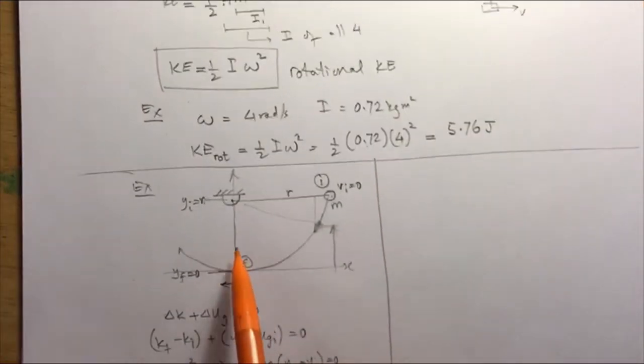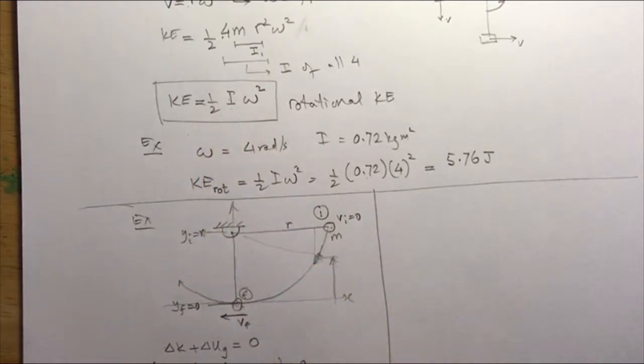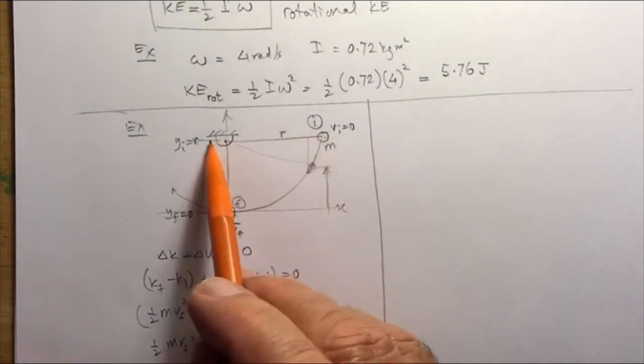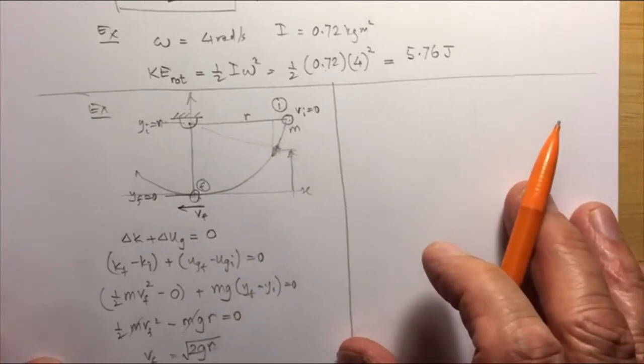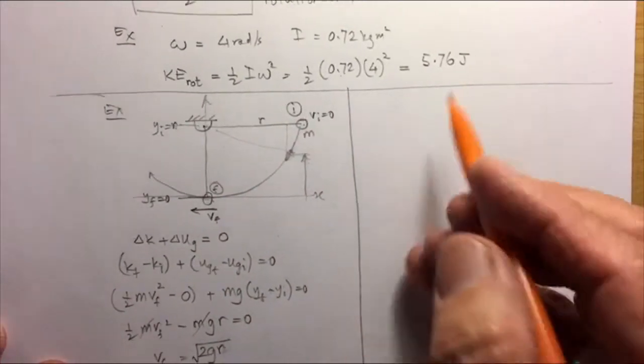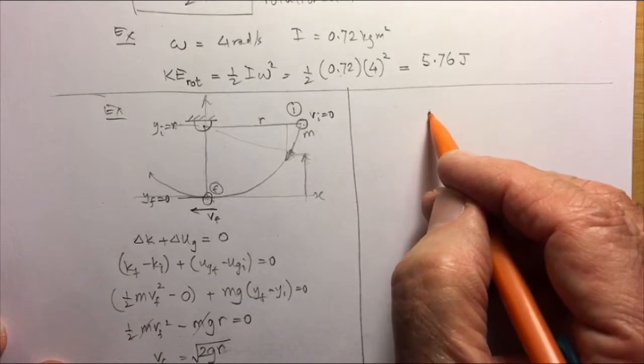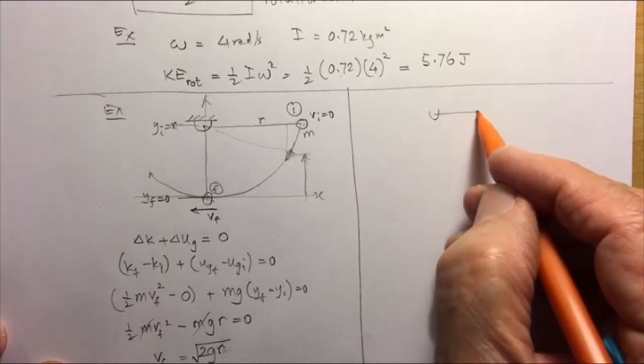Now we would like to solve the same problem using the rotational kinetic energy, but it's hard to think that a string and a mass becomes a rigid body. So let's change the problem slightly. The problem is still the same, but we'll think of it differently.